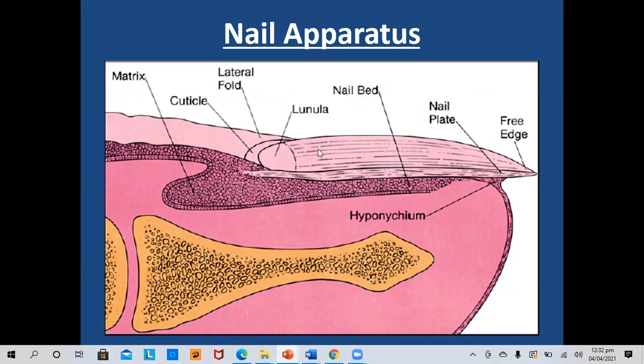Nail plate is actually a continuation of stratum corneum, which we see in the rest of the skin. A portion of the nail bed is seen beneath the nail plate, and a continuation of the nail bed proximally is the nail matrix. The typical feature of nail is that the nail grows from the multiplication of cells within the matrix. And these cells of the matrix give rise to the nail plate.